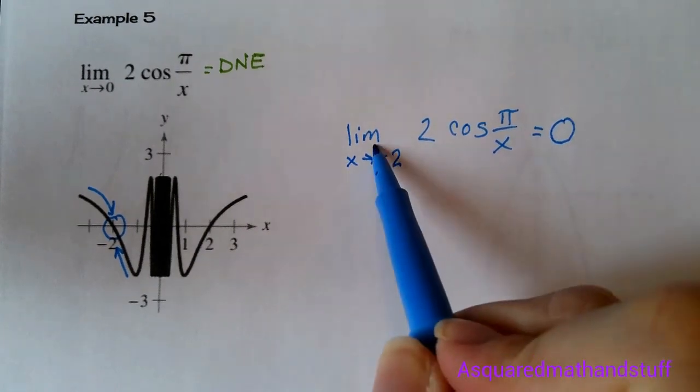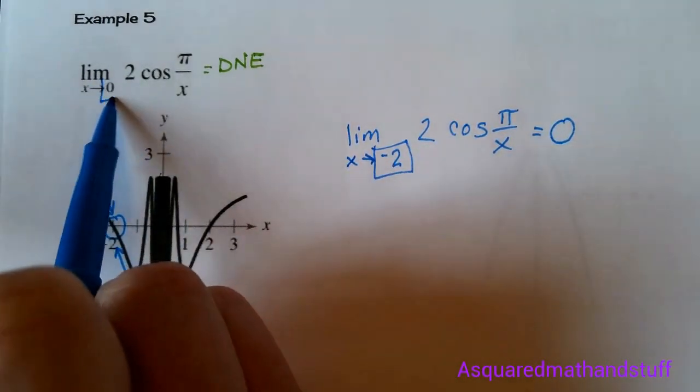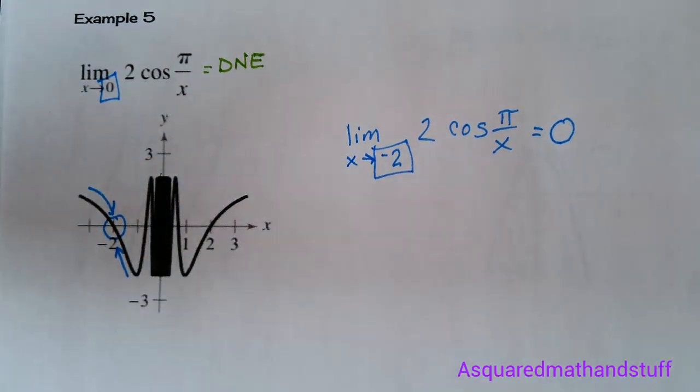So again, you have to be very careful in regards to what the c value is, what number we are approaching. So that concludes today's lesson on limits, the introduction to limits, analyzing a graph.